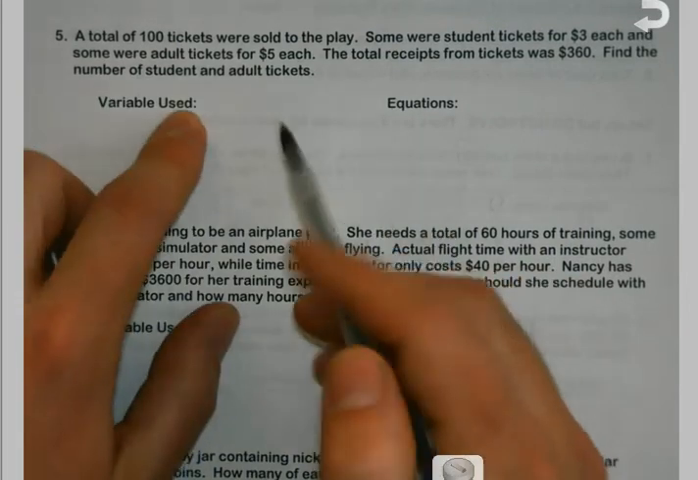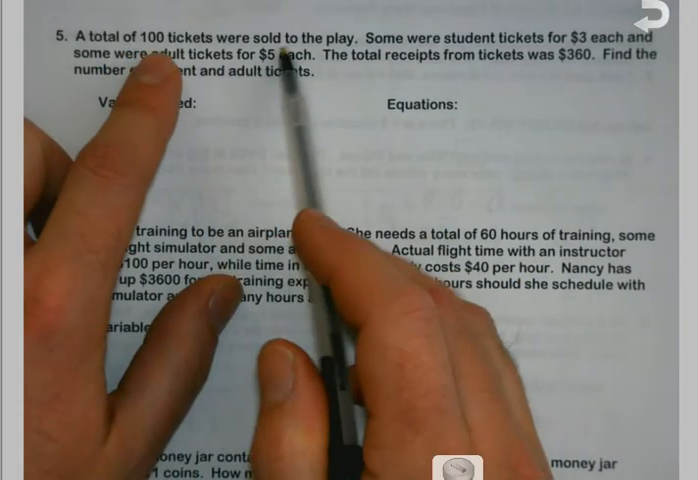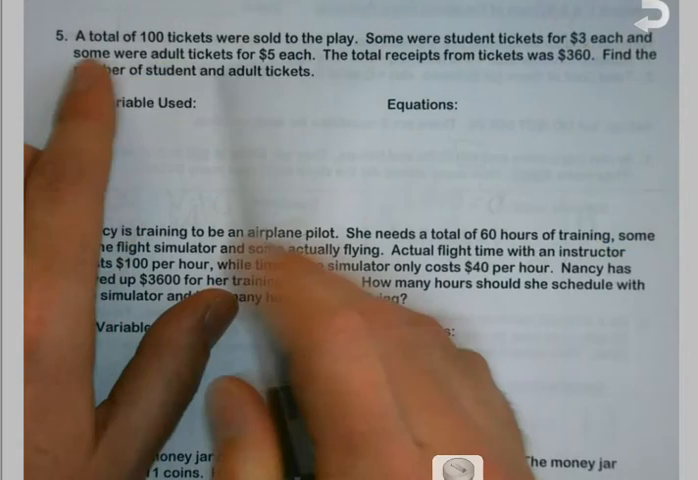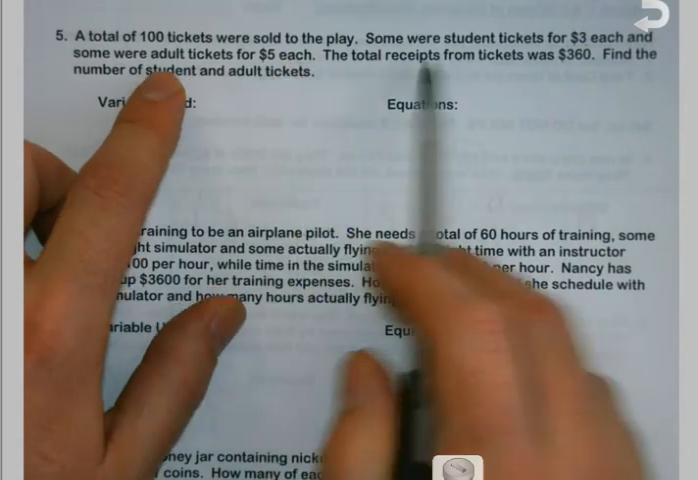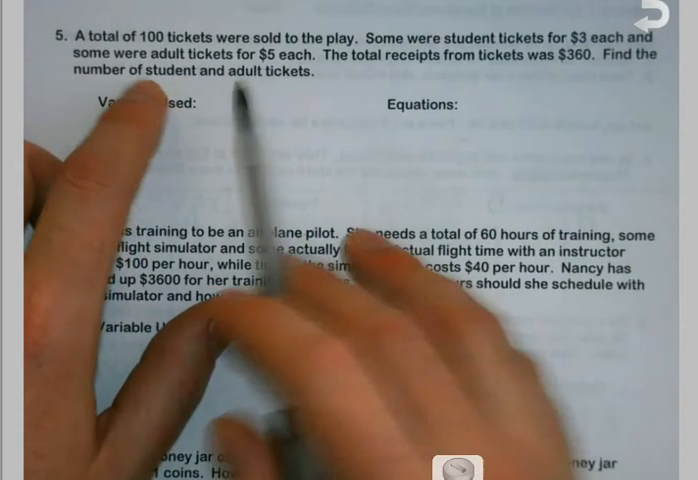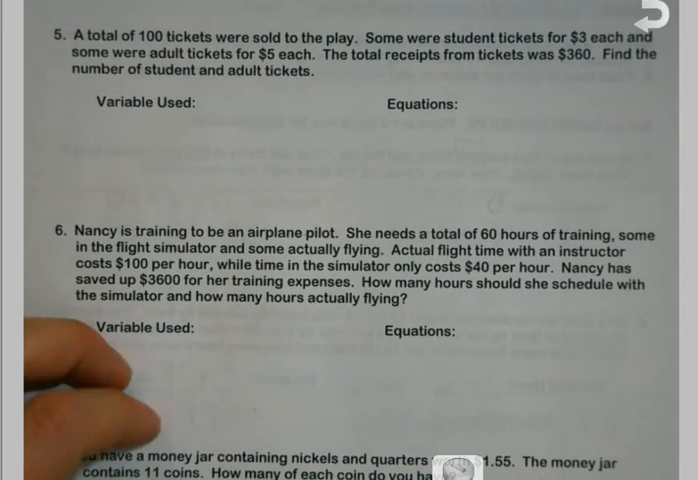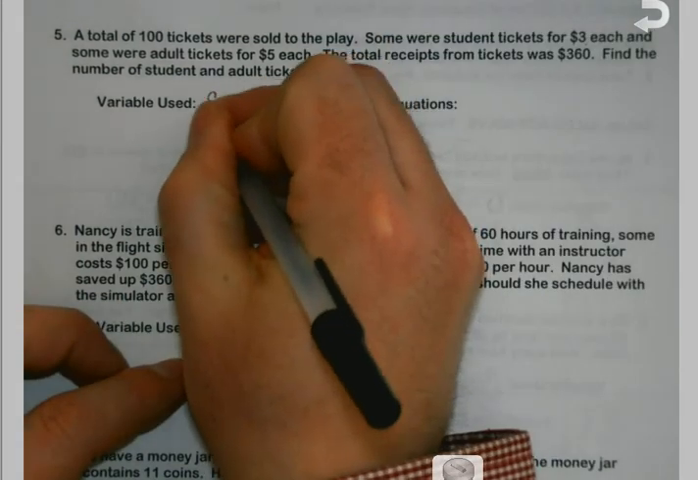So let's see what we got working. 100 tickets sold to the play. All right. Some were student tickets for $3, and some were adult tickets for $5. The total receipts from tickets was $360. Find the number of student and adult tickets. Okay, first things first. What are our two things that we're working with here? Student tickets and adult tickets.